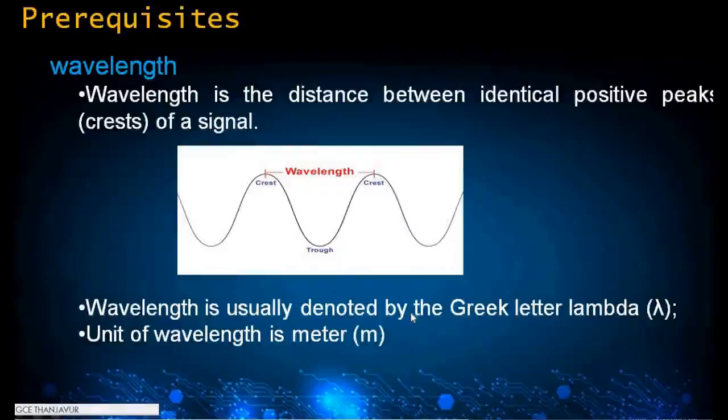And next one is wavelength. Wavelength is the distance between identical positive peaks of a signal. Okay, a positive peak is also called a crest. Wavelength is denoted by lambda, and the unit of wavelength is meter.